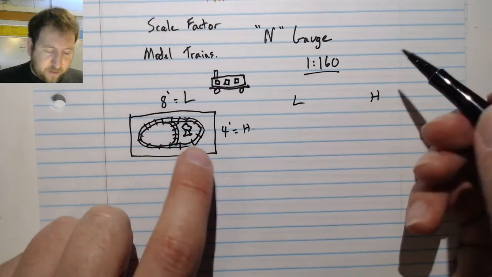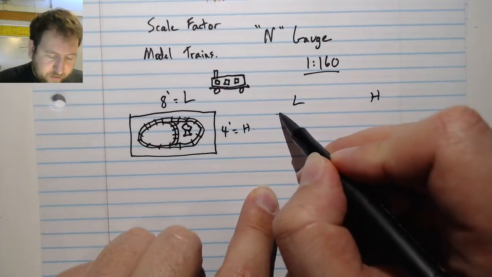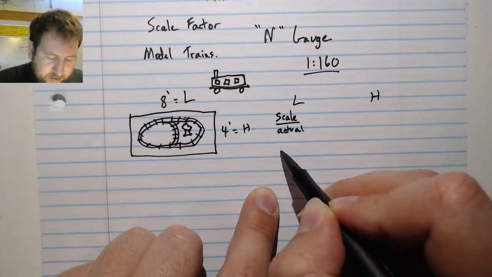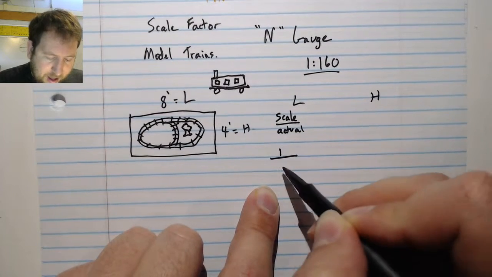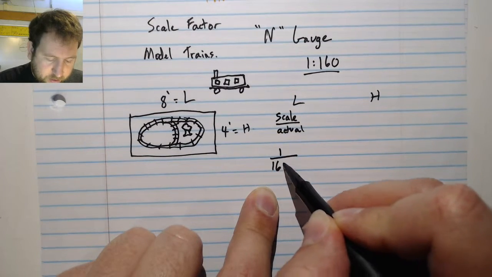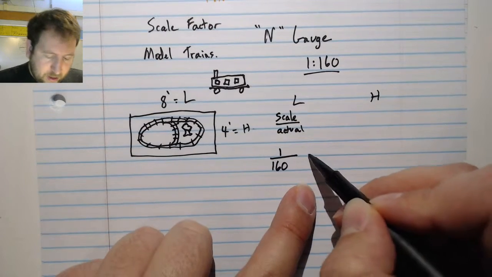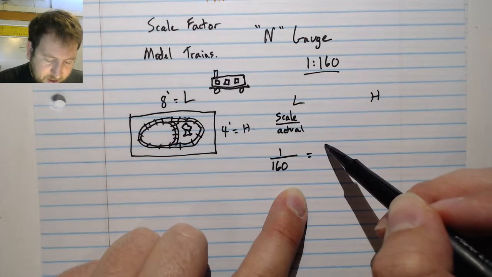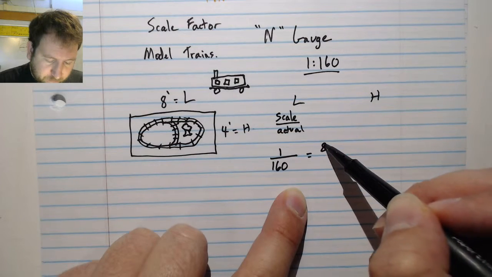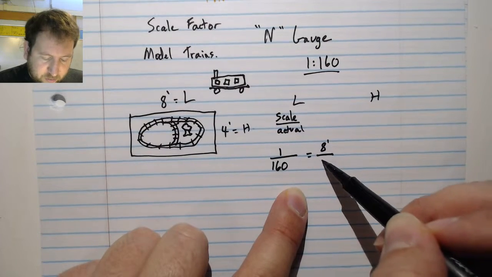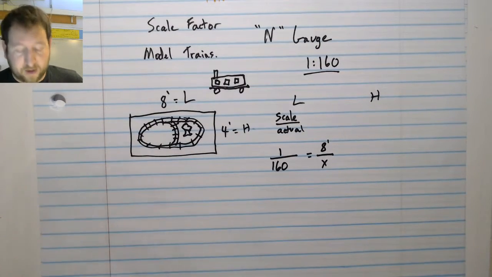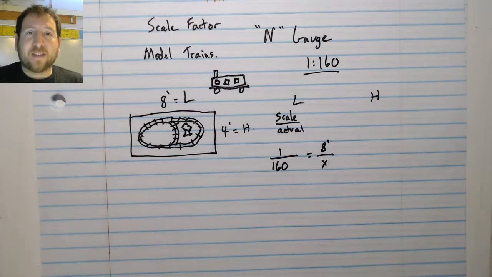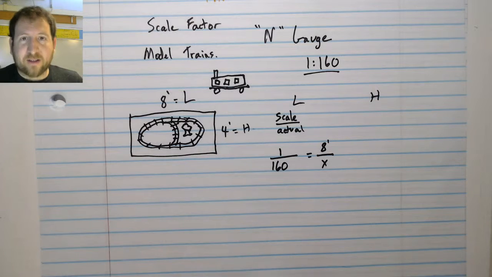So for my length, we'll do that one first. I'm just going to write my scale to actual. So my scale here is 1, and my actual is 160. And then I'm going to write my scale here is, I have 8 feet, and my actual is what I'm trying to find out, right? What's nice is when I cross multiply using the scale factor, I always get just x by itself on one side. So it saves me a step.